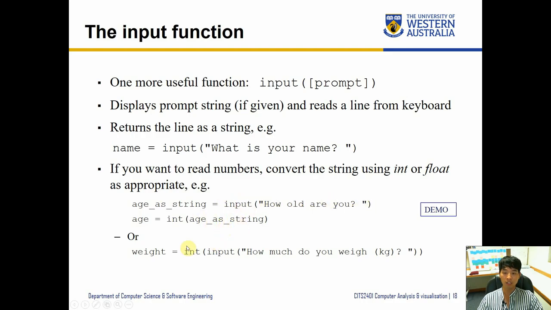So I can encapsulate the input function inside an int if I know that they will be typing a number as expected. But do remember that if you are expecting a number but the user mistakenly types a non-numeric value, then this will give you an error, because int cannot convert non-numeric characters.